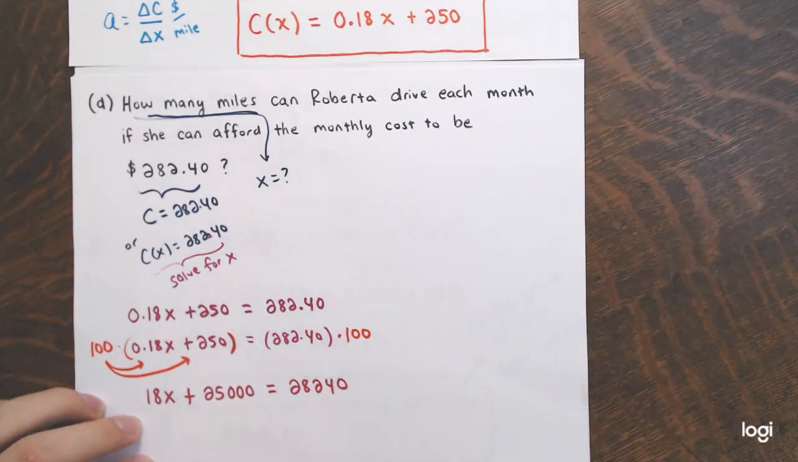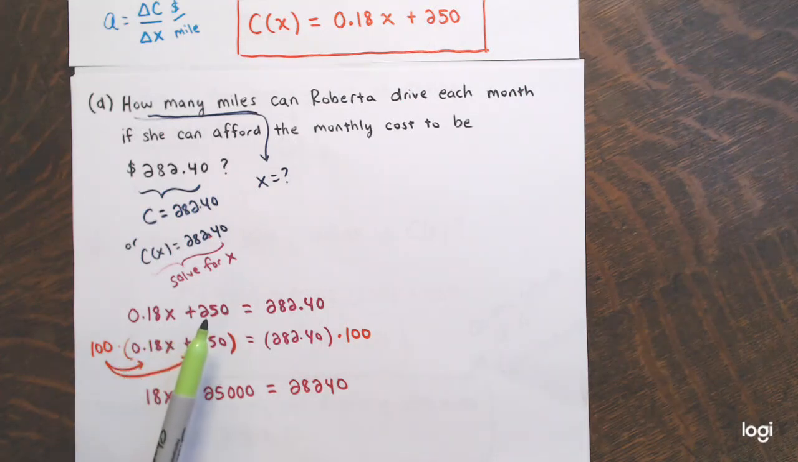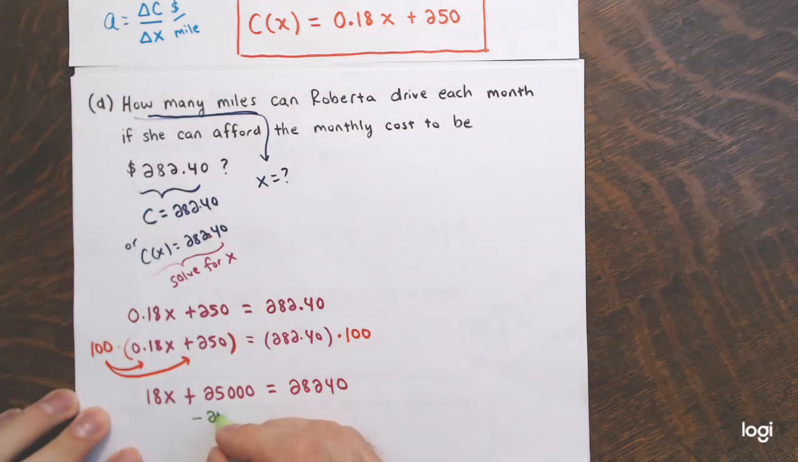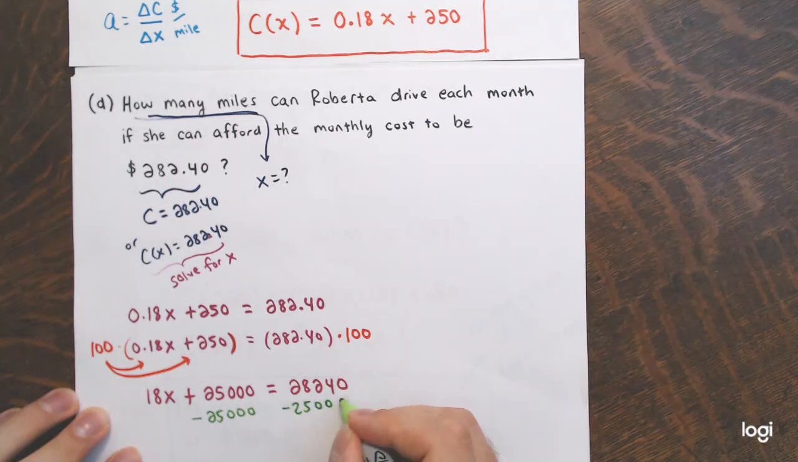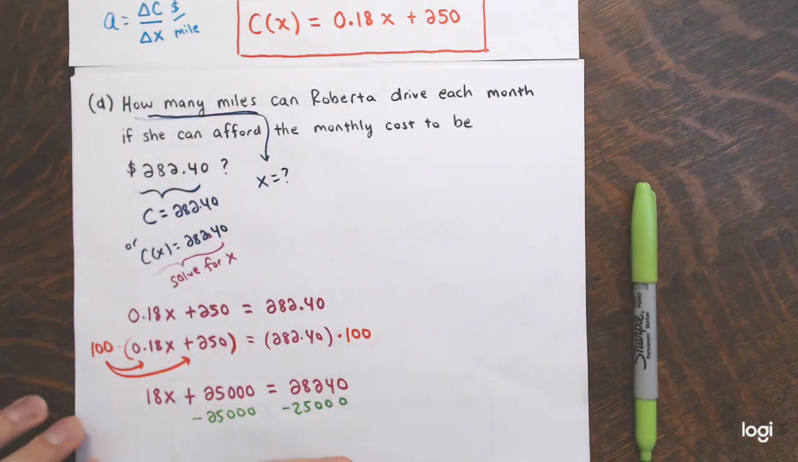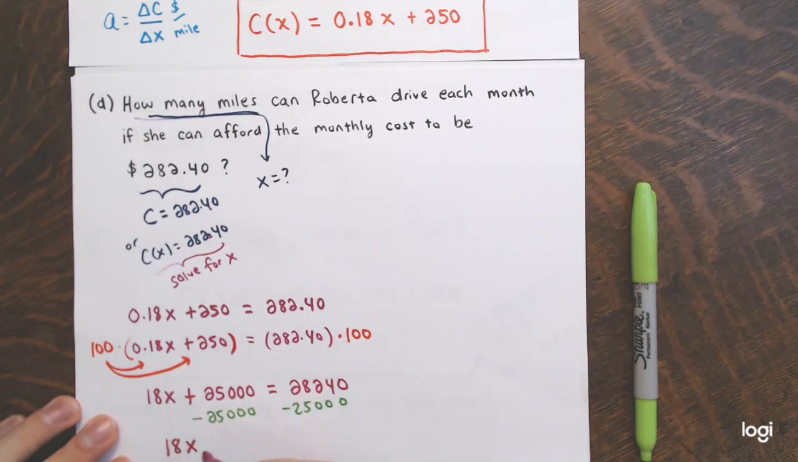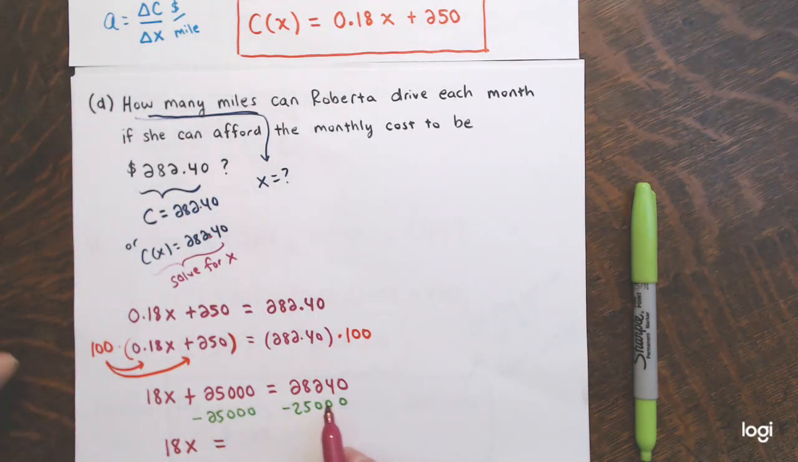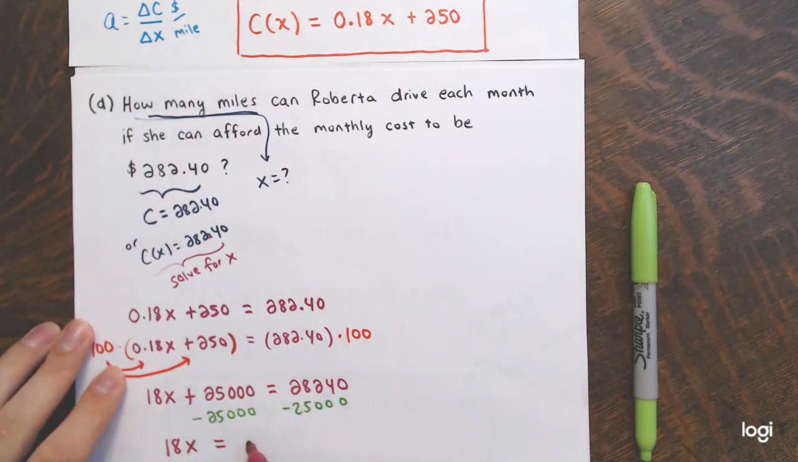Now I have this equation that doesn't have decimals involved. People tend to like that more. It looks cleaner. Do what you want. You could have left it this way with the decimals, and then subtracted 250, then divided by 0.18. But I'm going to subtract the 25,000 from both sides, giving me 18x on the left still, and then 28,240 minus 25,000 is 3,240.